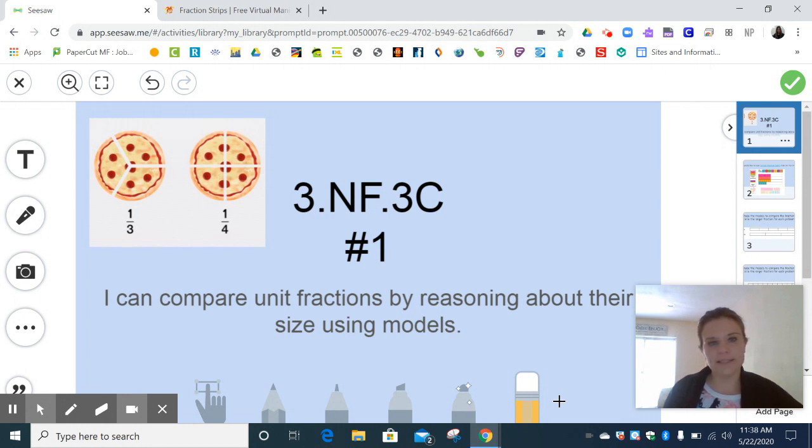Today we are going to look at the standard 3.NF.3.C. And our I can statement is, I can compare unit fractions by reasoning about their size using models. And today the models we are going to use are going to be fraction strips.